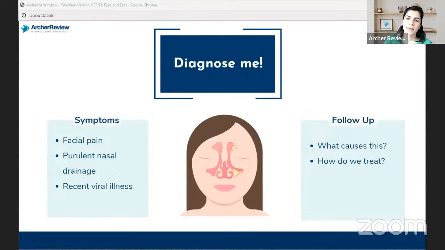So first line treatment can be Augmentin. I also, depending on the severity of the bacterial rhinosinusitis, will sometimes start the patient with that amoxicillin. You can kind of gauge, but the guidelines do say to give them an Augmentin. Augmentin does have a lot of side effects. So educate your patient on that.